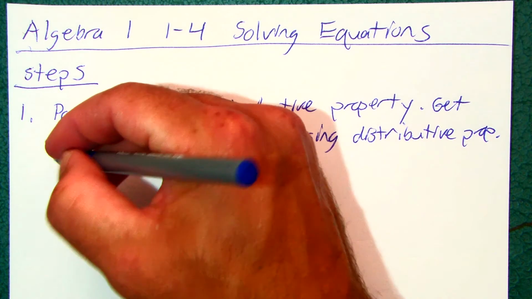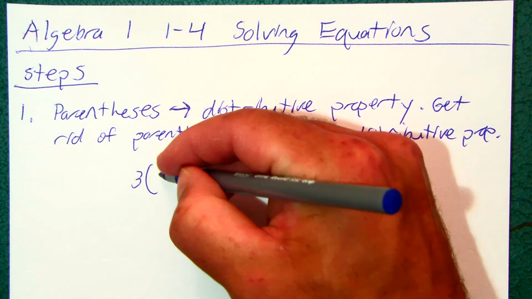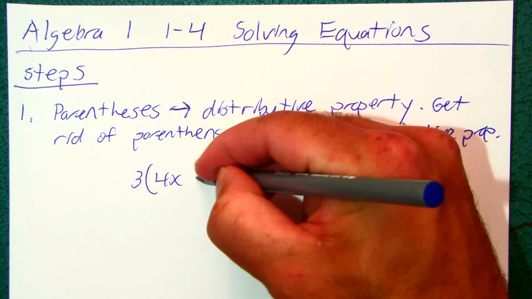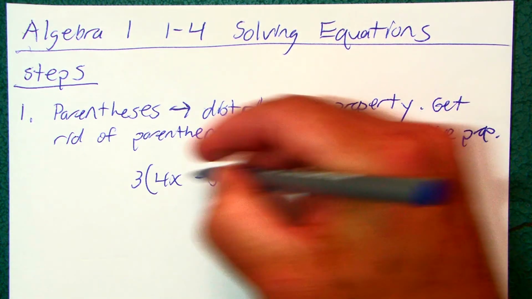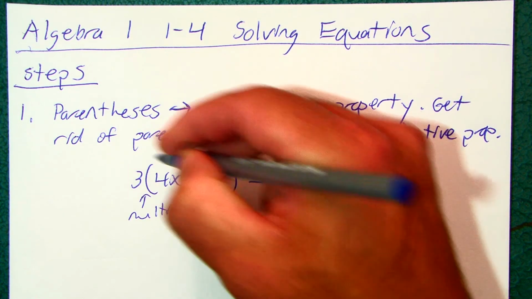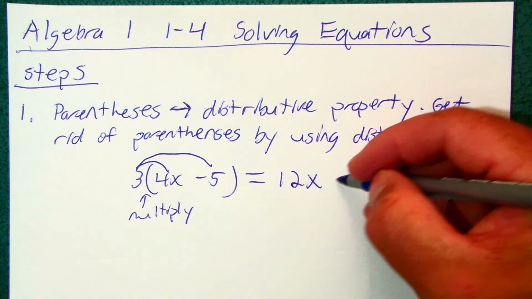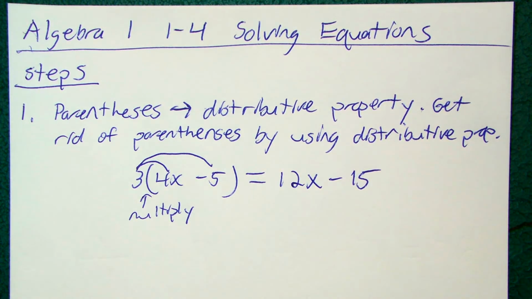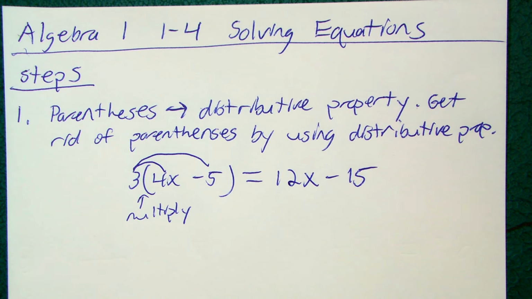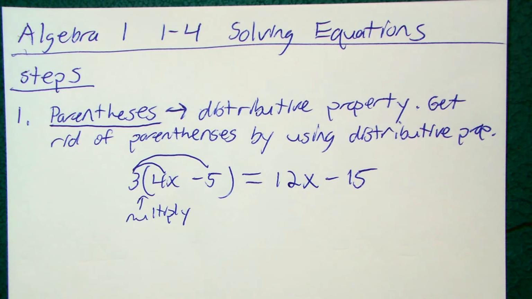Remember, distributive property is multiplication, so if you had something like 3 times 4x minus 5, you're going to multiply there. So 3 times 4x, 3 times minus 5: you're going to get 12x, and 3 times minus 5 is minus 15. So if you see parentheses, the first thing we're going to do is get rid of those. Use distributive property, and again, that's multiplication.